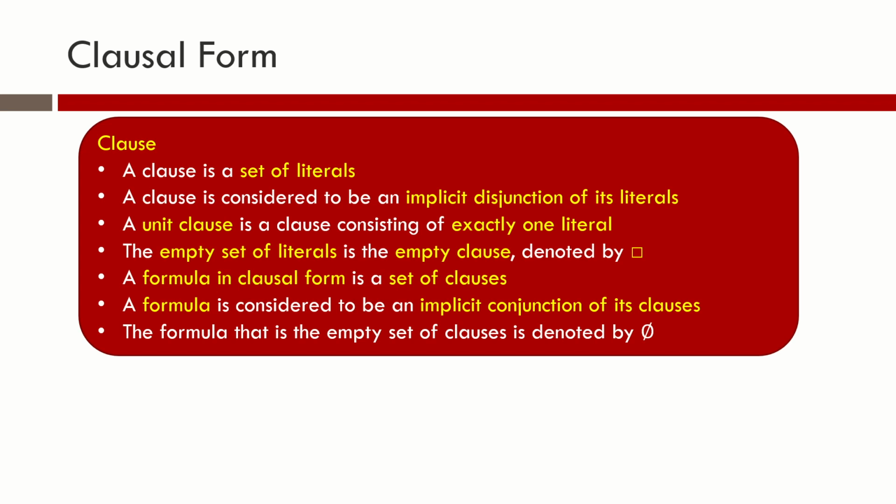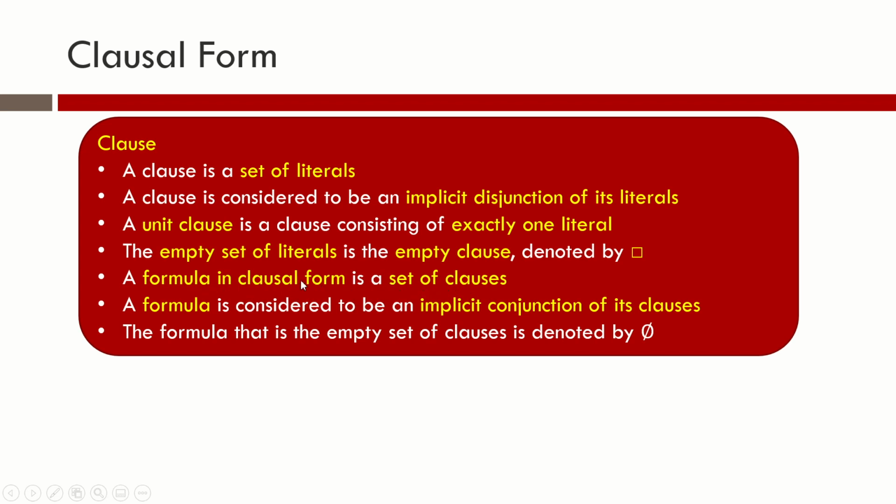A unit clause is a clause consisting of exactly one literal. There will be only one literal in a unit clause. An example is the set {P}. It is a unit clause. The empty set of literals is the empty clause, and to denote the empty clause, we have a square notation. In an empty clause, there will be no literals. And a formula in clausal form is a set of clauses.